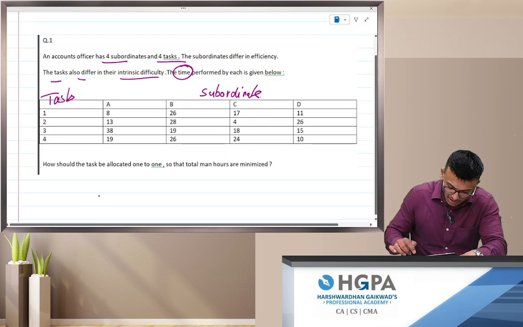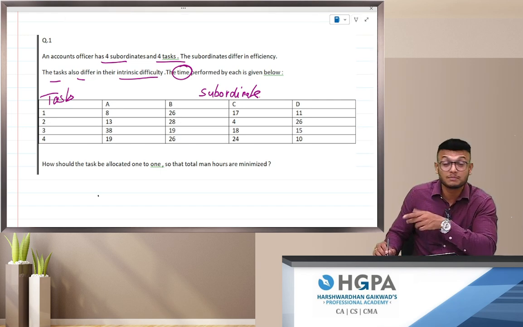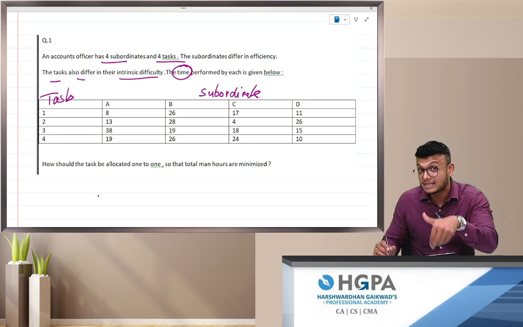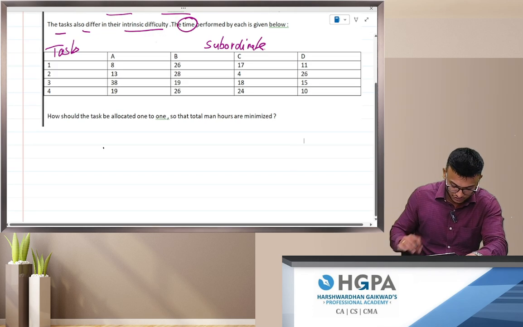Okay. Can you start doing this? This is the easiest question. I don't think this question will come in the examination, but it's a very good step for you to revise the basics of assignment. Okay. That's why I picked up this question. So start.